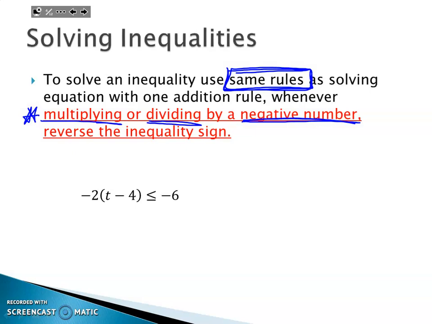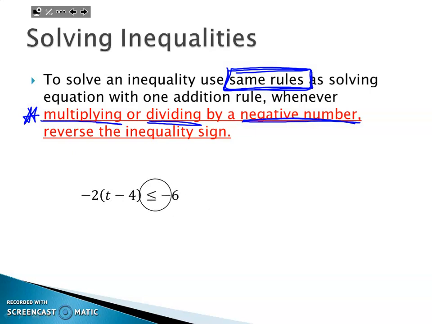So we will solve these things just like normal, except if you ever multiply or divide by a negative number, you have to flip the sign. That is, if I have to multiply or divide both sides by a negative, that's when I flip the sign.